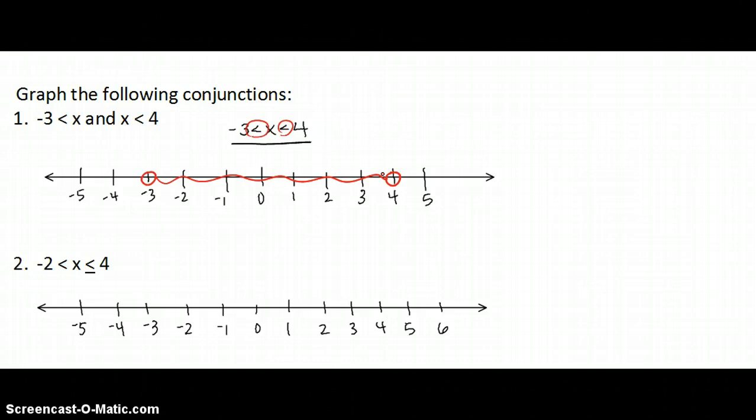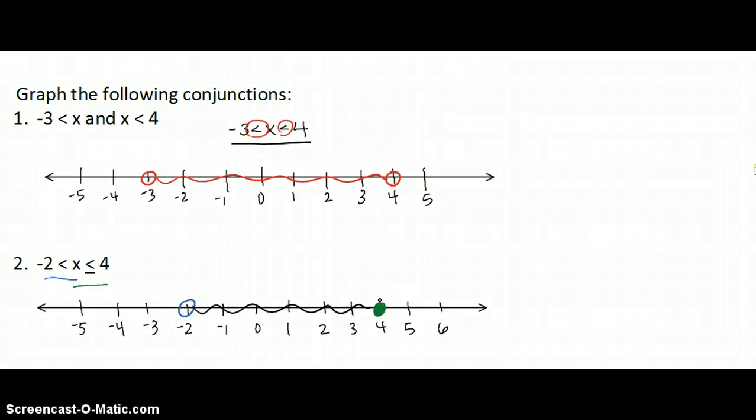Similarly, in number 2, we have -2 is less than x, which is less than or equal to 4. So we look at our first inequality sign, -2 is less than x. We know that should be marked with an open circle at -2. Then we have x is less than or equal to 4. We know that should be a closed point at 4. And again, x is sandwiched in between the two values, so we want to shade in between the -2 and the +4.